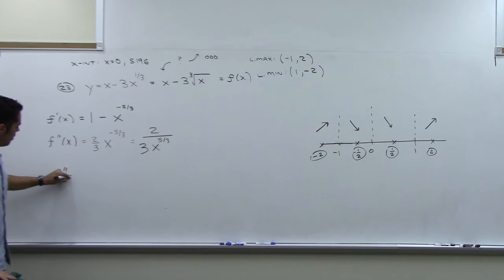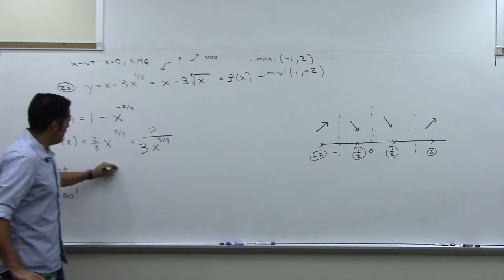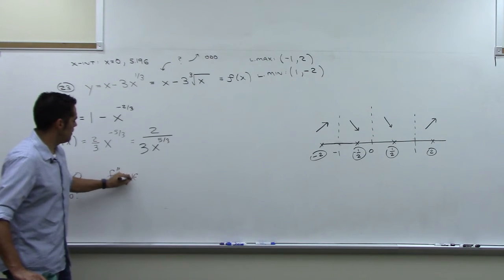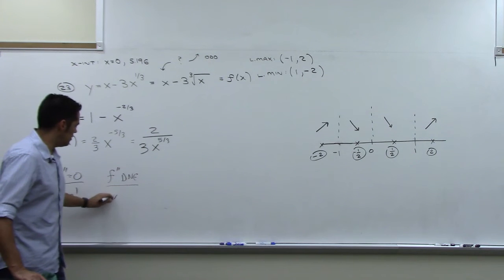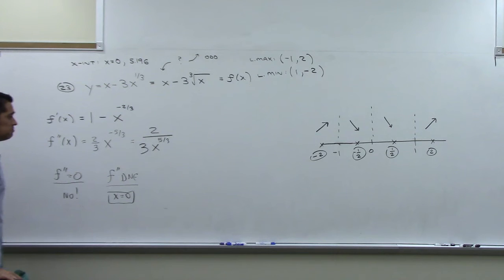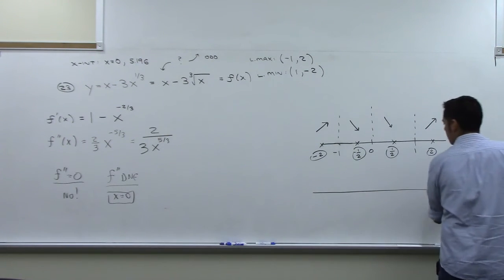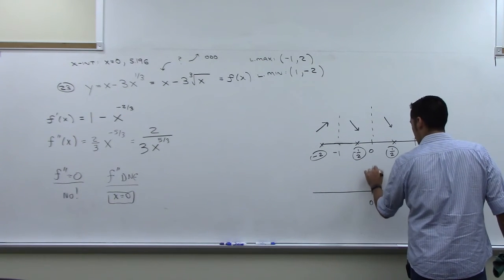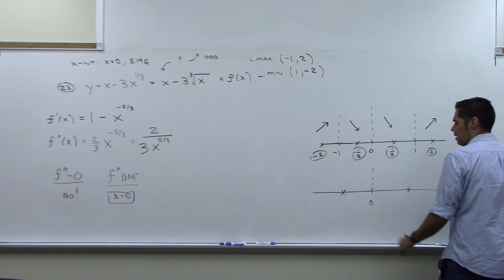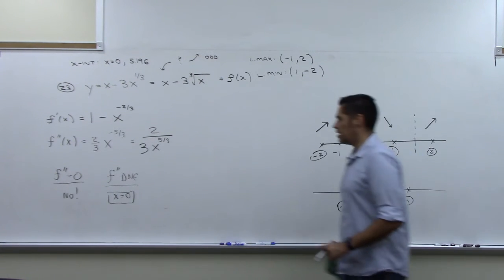I figure out where it's 0, and that is not going to happen because the numerator can never be 0. And then I look to see where it's undefined or where it doesn't exist. And that's going to happen at x is 0. And that's it. So I have one critical number from this. I'll put it over here. It's at 0. Split my number line up. Take a test point like -1. Take a test point like 1. Plug those into the second derivative.